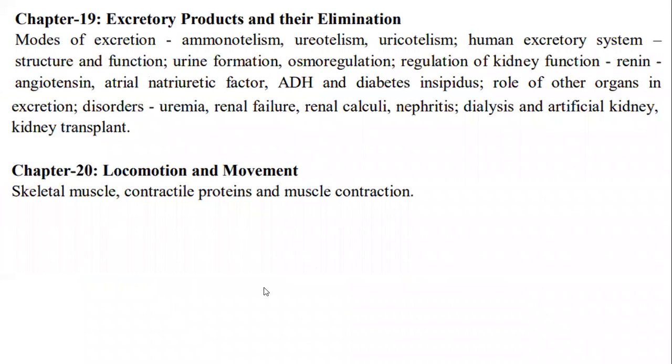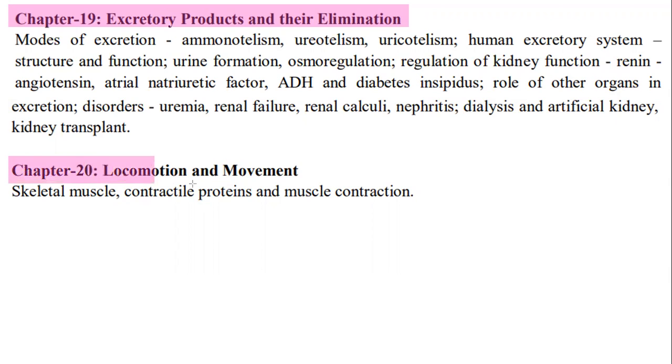And after that comes excretory products and elimination. From chapter 19, excretory products and elimination, what you have to learn is modes of excretion, that is ammonotelism, ureotelism, uricotelism, human excretory system, structure and function, urine formation, osmoregulation, regulation of kidney function, renin, angiotensin, atrial natriuretic factor, ADH, diabetes insipidus, and role of other organs in excretion, disorders such as uremia, renal failure, renal calculi, nephritis, dialysis, artificial kidney and kidney transplantation. These are the topics that you have to cover from excretory products and elimination.